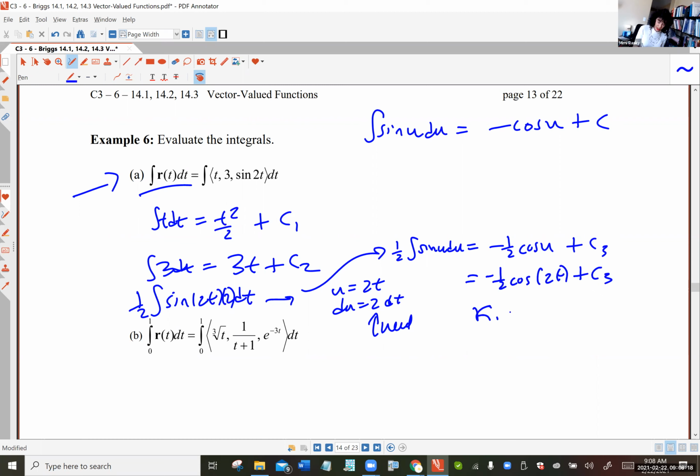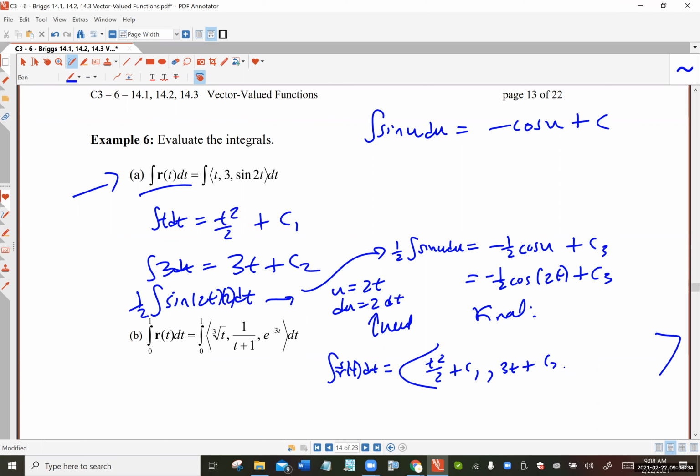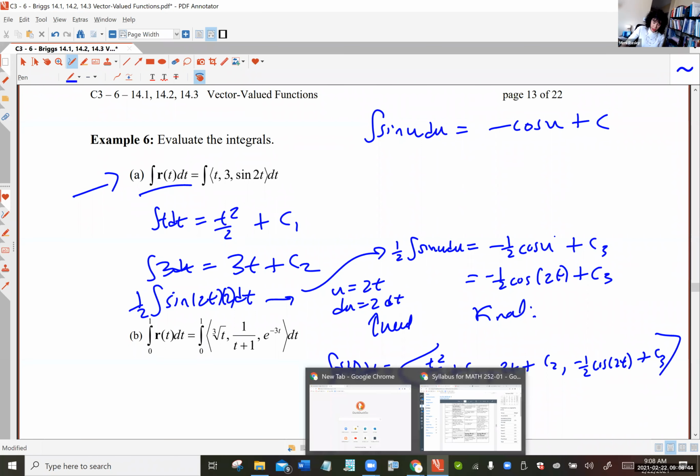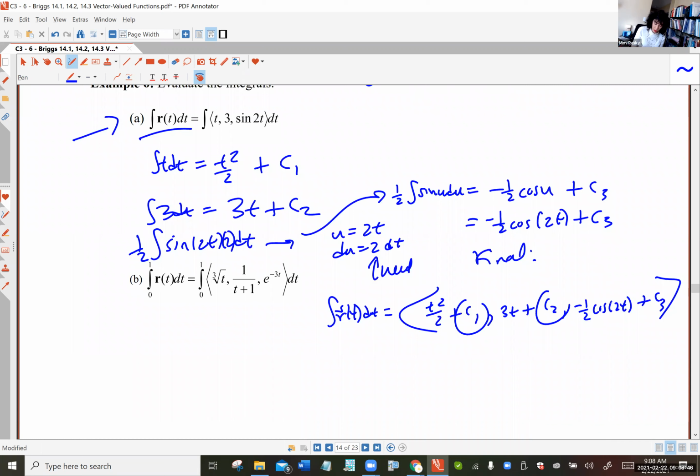So my final answer for this problem is that the integral of r of t is a vector valued function that looks like this: t squared over 2 plus C1, comma, 3t plus C2, comma, negative 1/2 cos 2t plus C3. That's my preferred way of showing it. If you want to show me a different way where you pull the C1, C2, and C3 out, I'll do an intermediate step here.